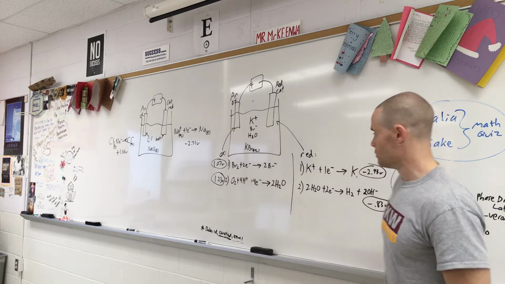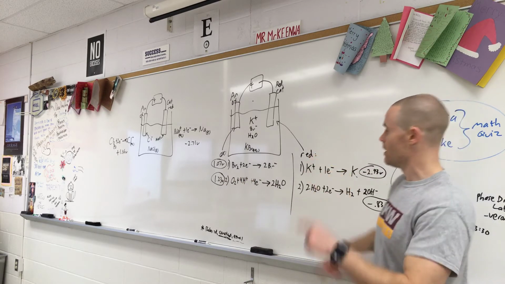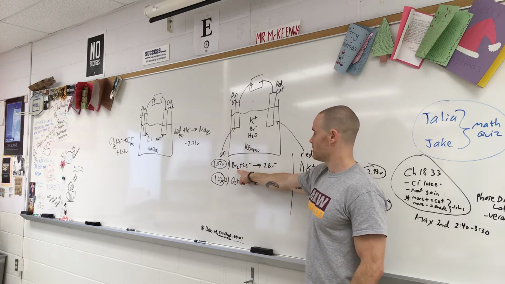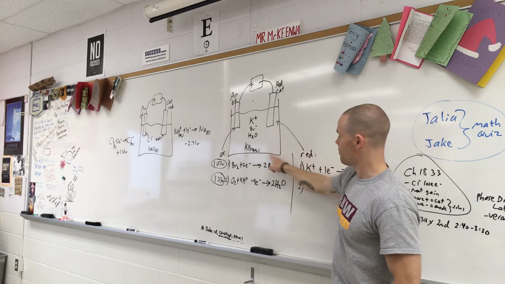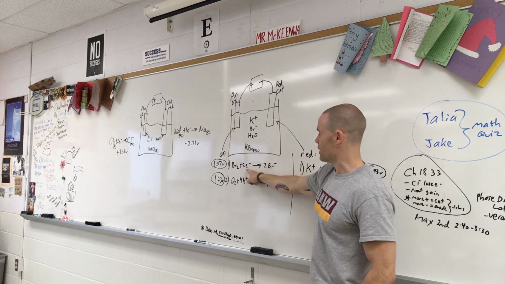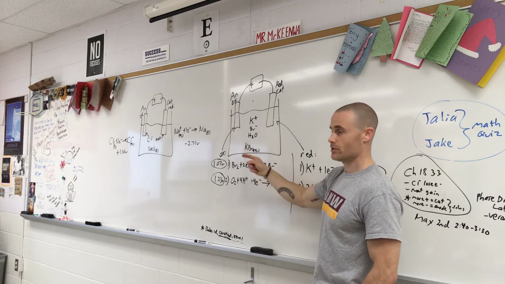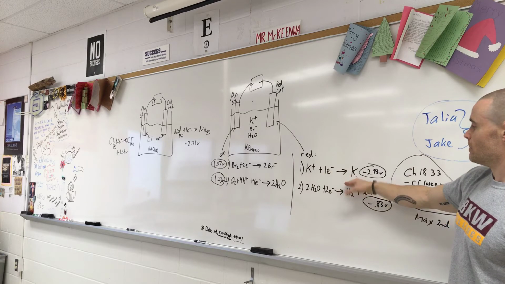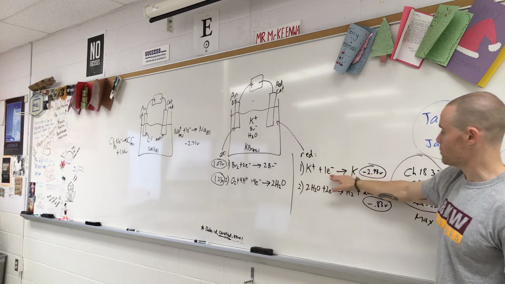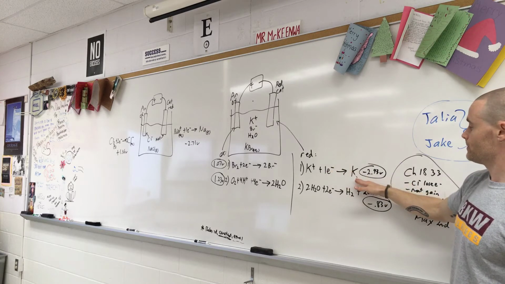Now I know what Liz, you were saying, isn't Br gaining electrons? Yes, Br2 is gaining electrons. I'm not talking about Br2, I'm talking about Br minus because that's what's in here. Br minus has to get rid of those 2 electrons to form Br2. This reaction is actually reversed. It's just they're not going to write it reversed. This makes more sense. K plus 1 electron, that's gaining. Right, that's reduction.